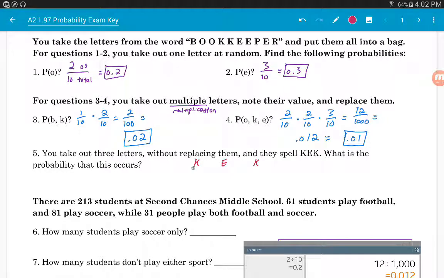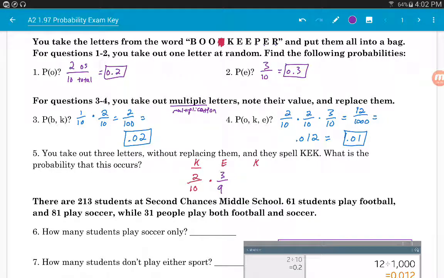The probability of getting the first K, there are 2 K's out of 10 total. And then we go to the E. But we're not replacing it, so one of these K's is gone. I've taken that out. E. Now how many E's are there? 1, 2, 3 E's. So there are 3 E's out of 1, 2, 3, 4, 5, 6, 7, 8, 9 letters total. So 3 out of 9.